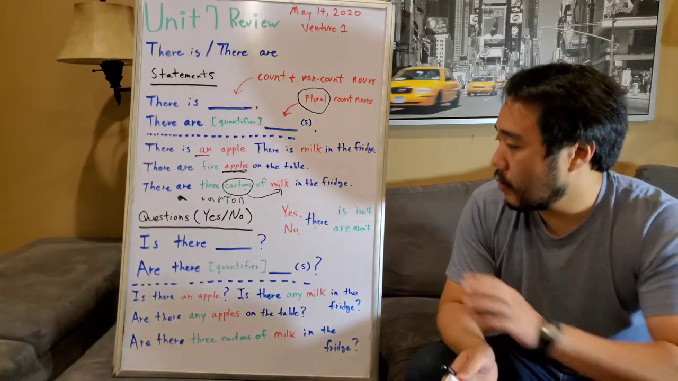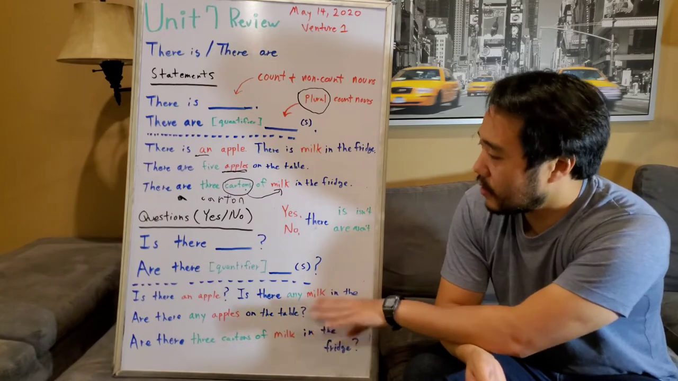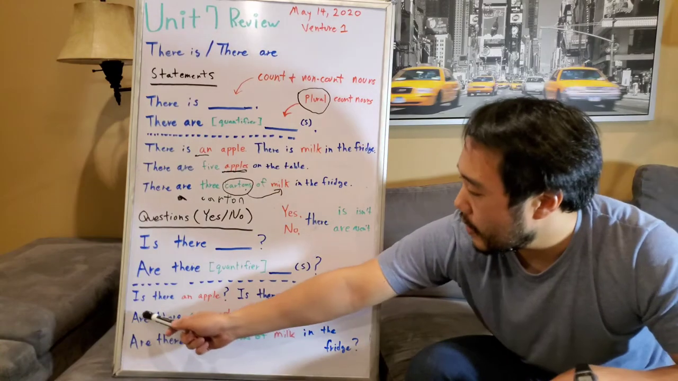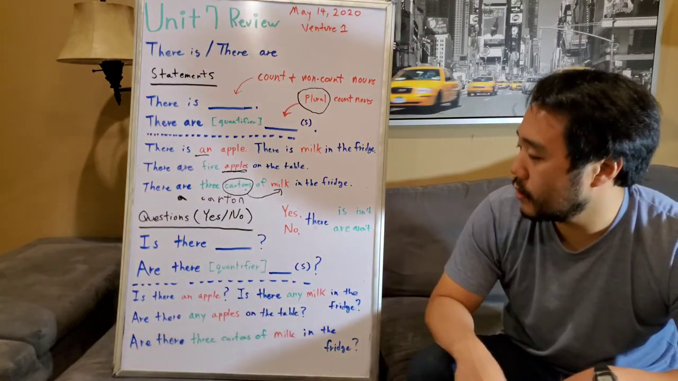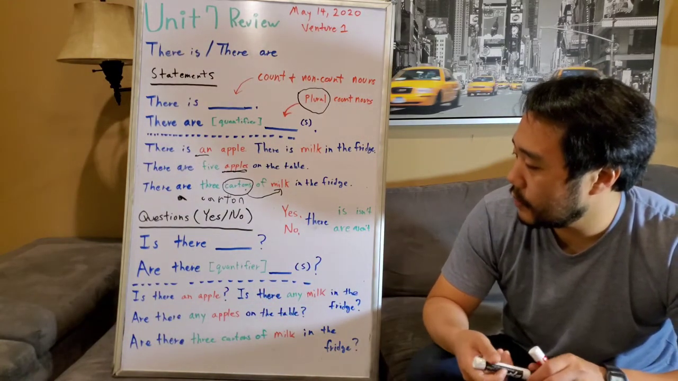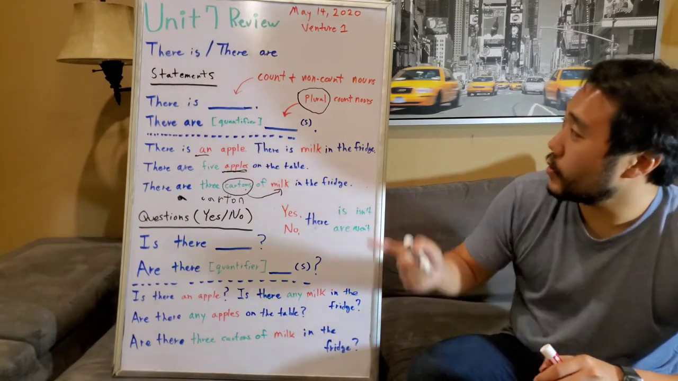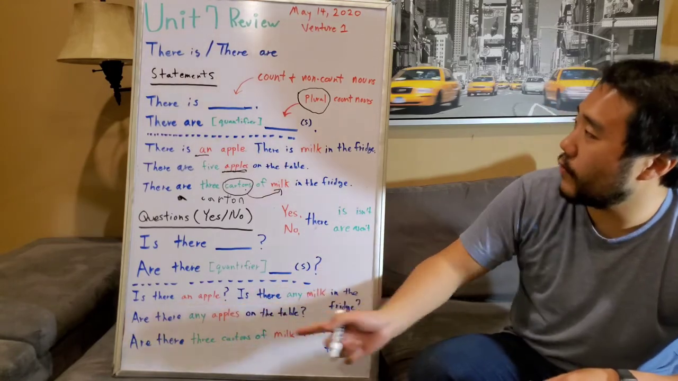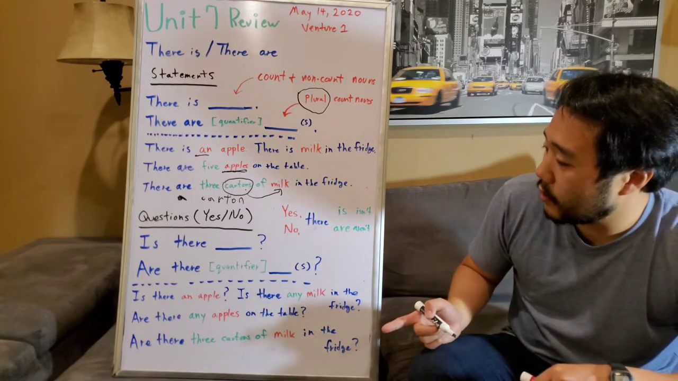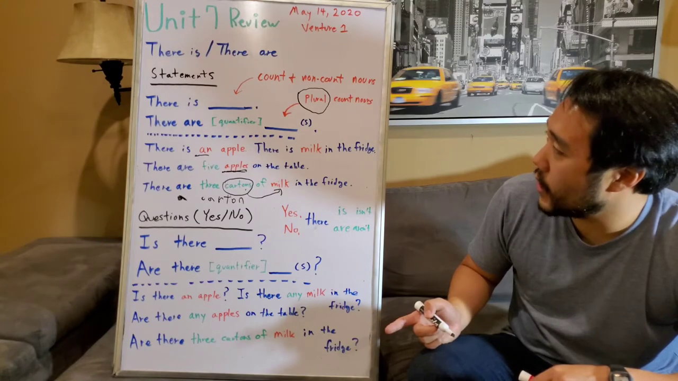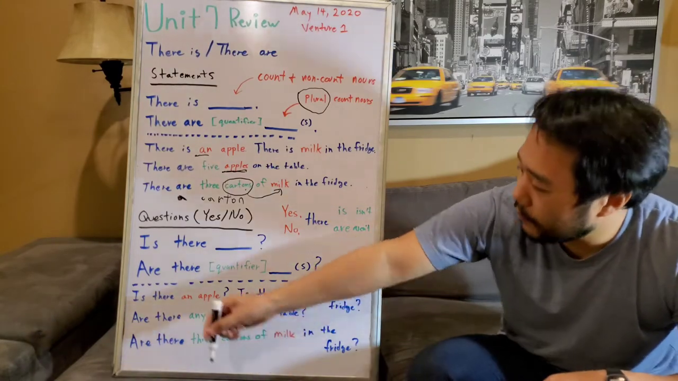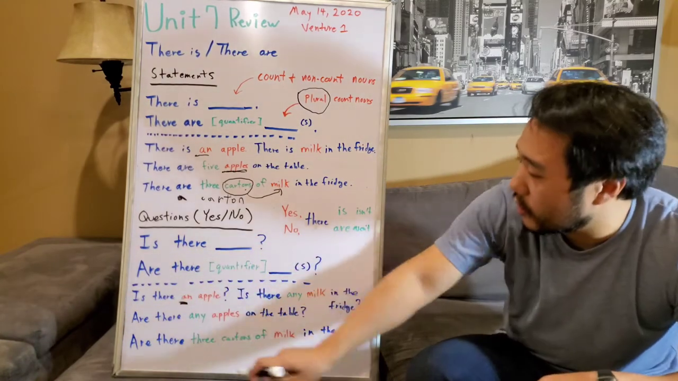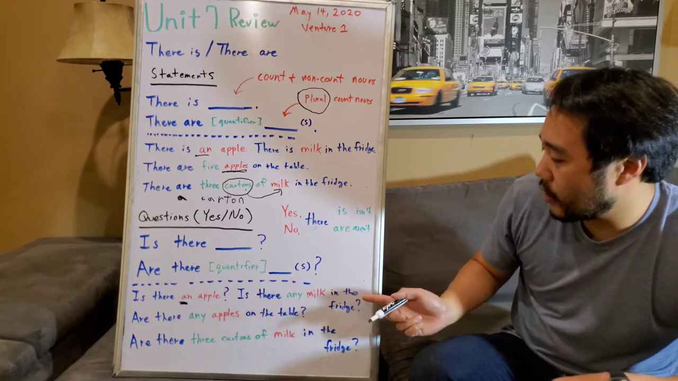And now I have a few examples down here, same thing. So for the question, is there an apple? Is there an apple? The same rule applies here for the question. So we use is there for count and non-count nouns when we're asking a question. So, is there an apple? Same thing, we check the vowel, and here it is A, so we have to use an. Is there any milk in the fridge?